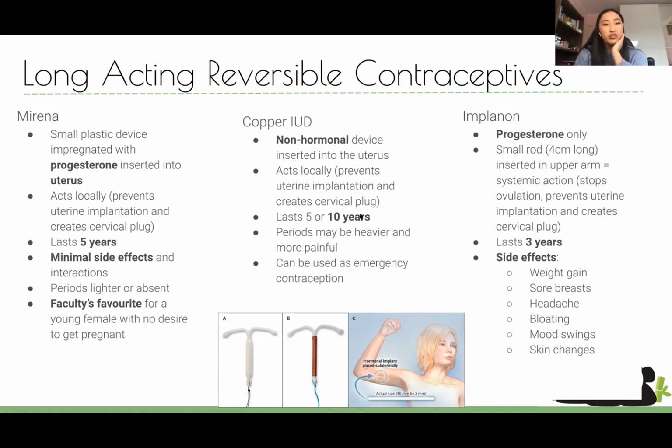The other niche use of copper IUD is for emergency contraception. It's actually very effective as an emergency contraception. And that's sort of in contrast to the morning after pill.